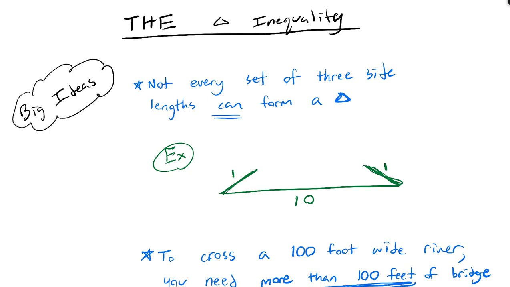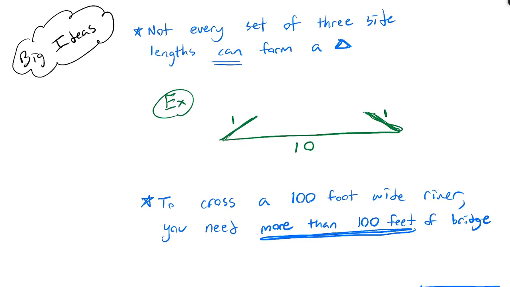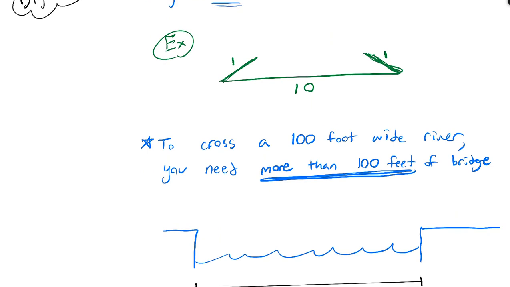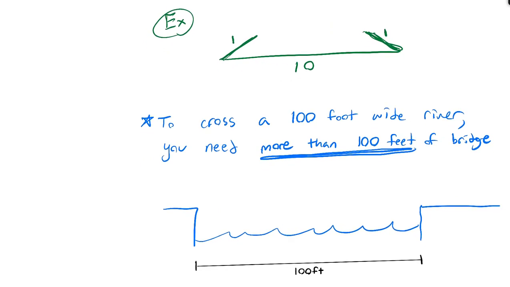I imagine it like a T-Rex trying to clap. He's going, I can't, I want to, but he just can't put those paws together, those claws. All right, so that's the big idea here. So to cross a 100-foot wide river, you need more than 100 feet of bridge, right?